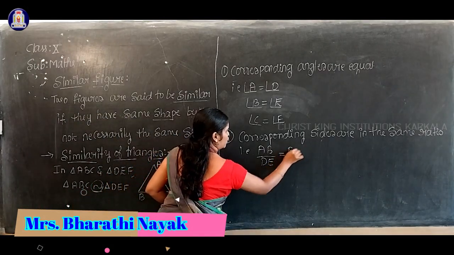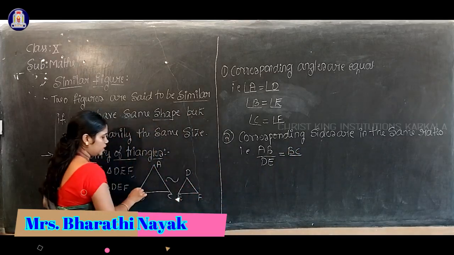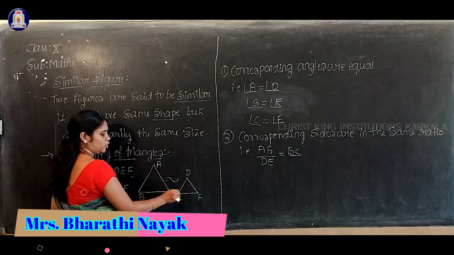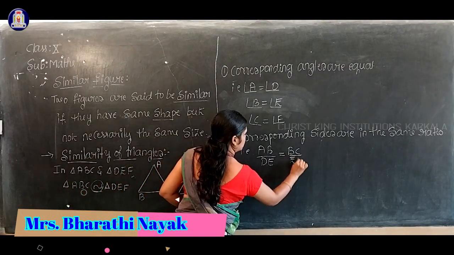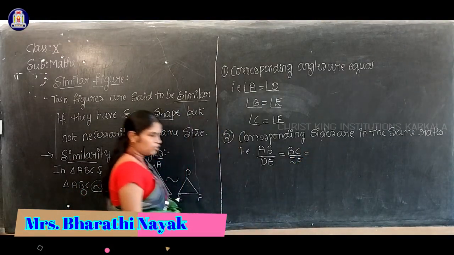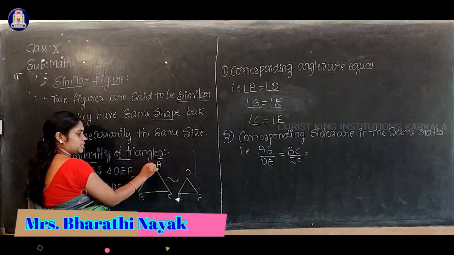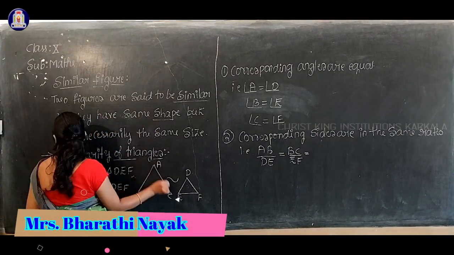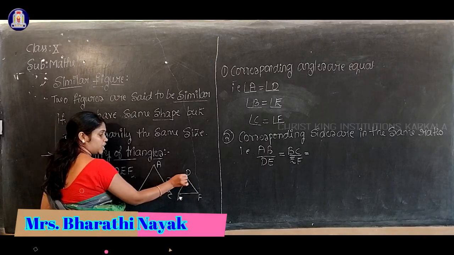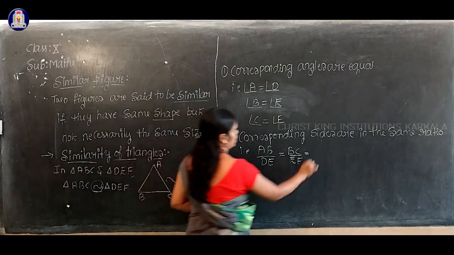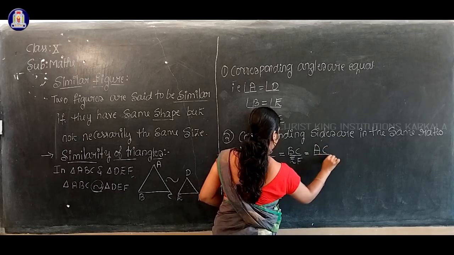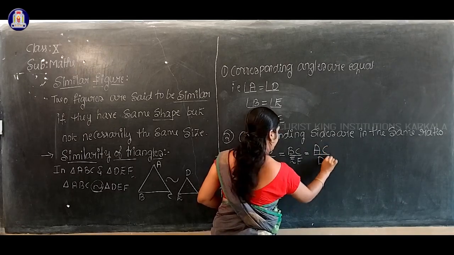For the side BC, what is your corresponding side? Your corresponding side is EF. Equal to, once again, for the side AC, what is your corresponding side? Your corresponding side is DF. So therefore AC by DF.